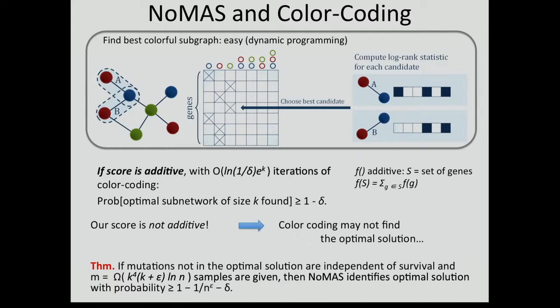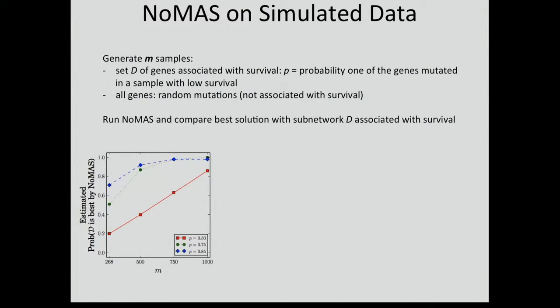Okay. So Tommy has implemented this algorithm, and we tested it on data, first of all on simulated data, and then on cancer data from the TCGA. So on simulated data, what we've done is we assume that there is a set D of genes that have association with survival. The set is not too large. In particular, for this experiment, I think it was around 10.